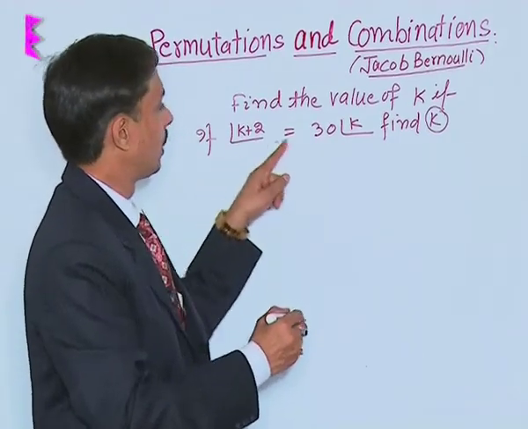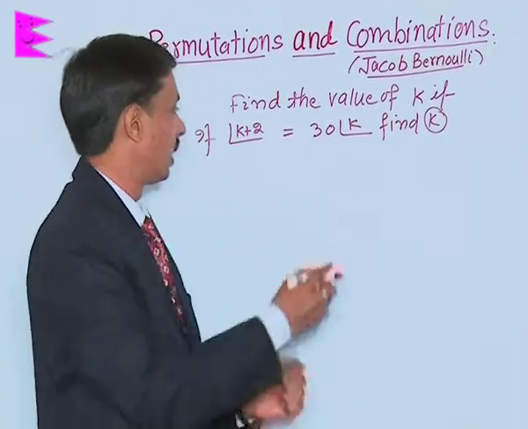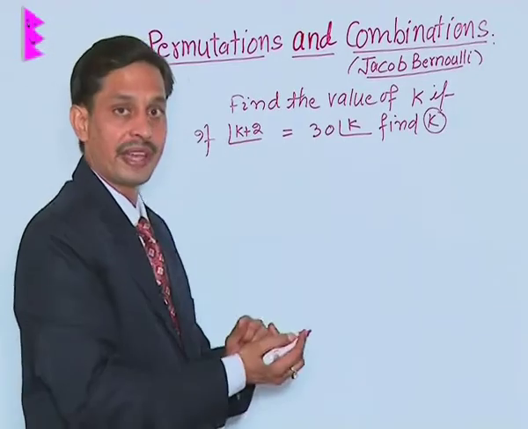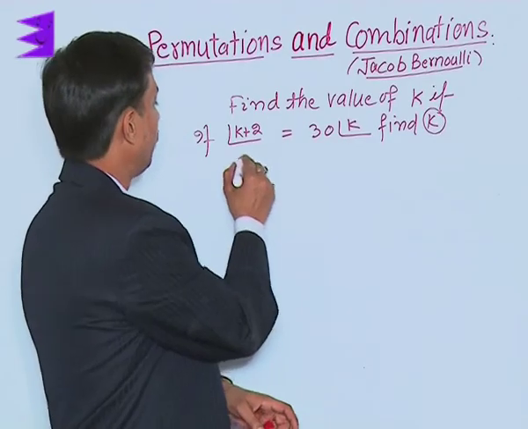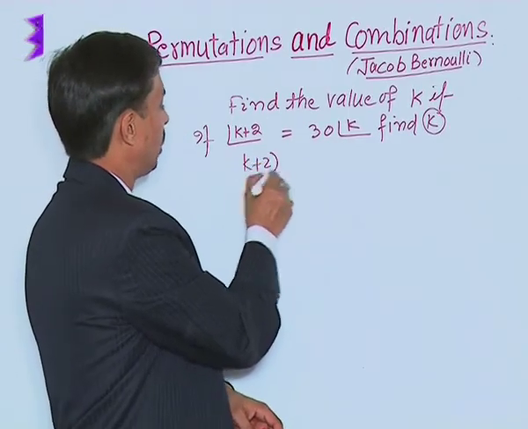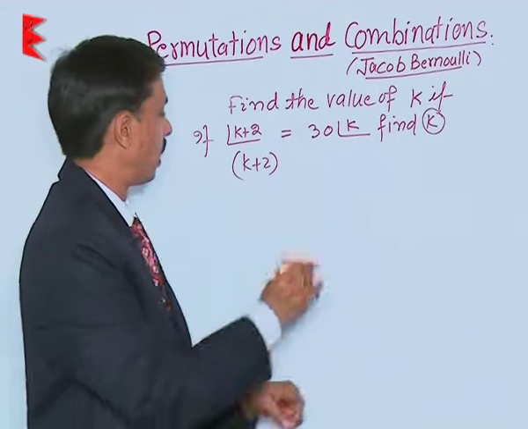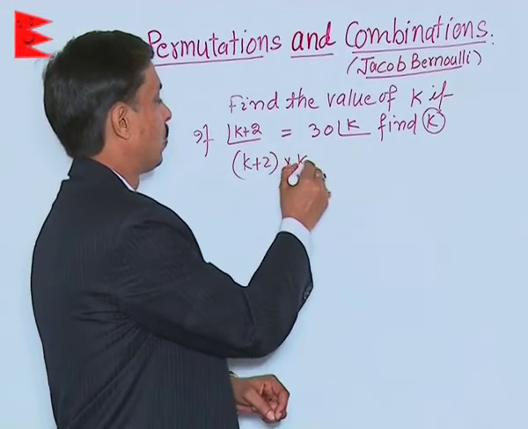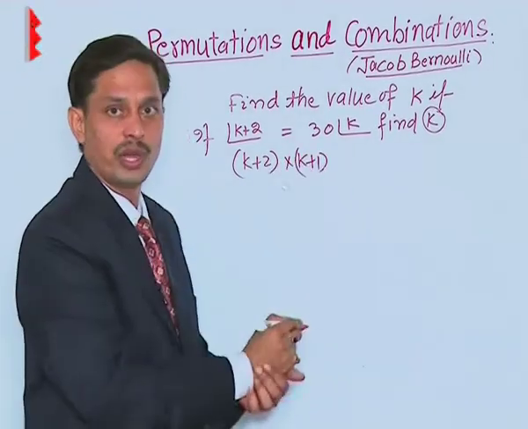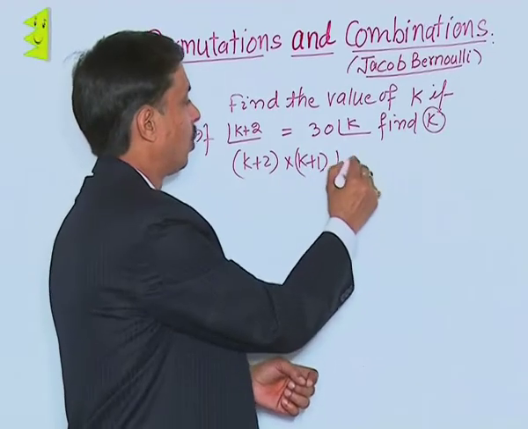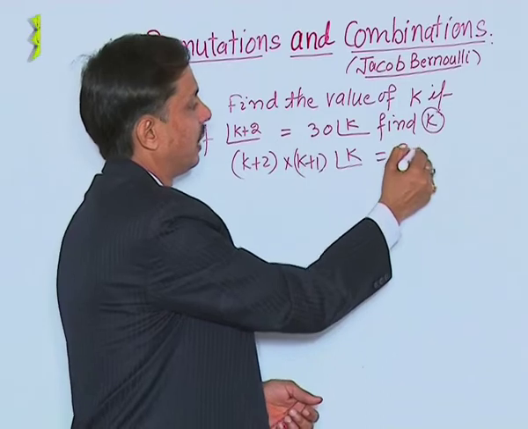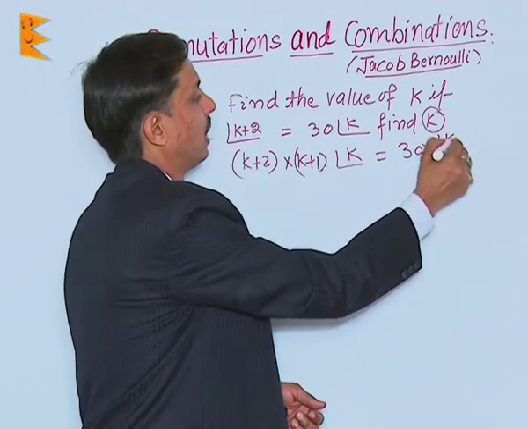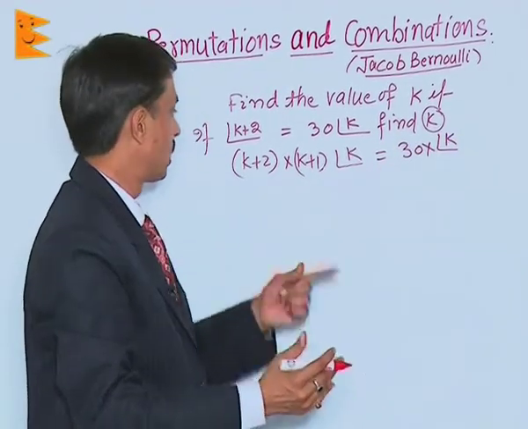If factorial k plus 2 is equal to 30 into factorial k, and I ask you to expand factorial k plus 2, what will we do? It will be k plus 2 as the first number, then 1 less than it, k plus 1, and 1 less than it is k, which I want to write as factorial k. And the right hand side is 30 into factorial k. So what is coming?